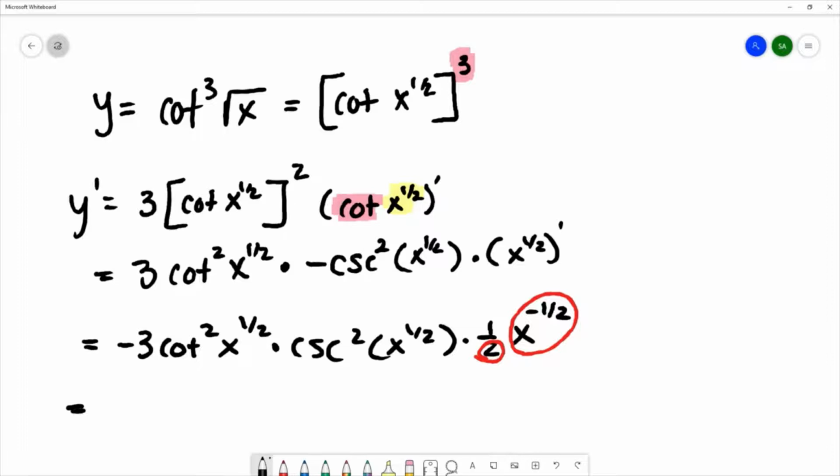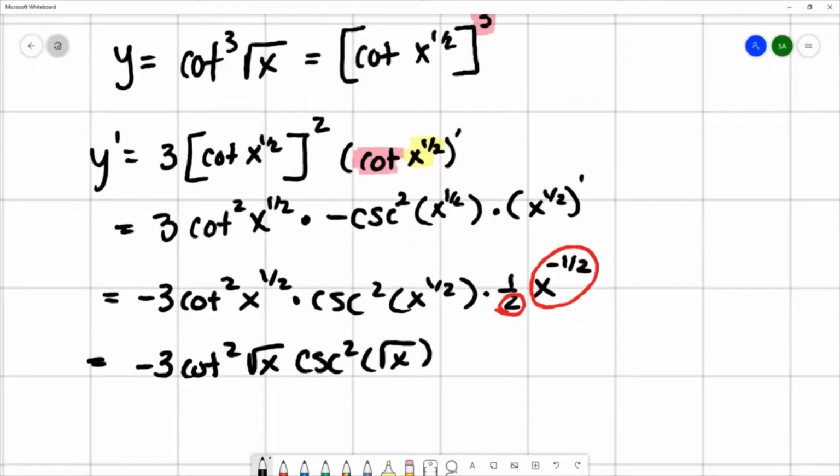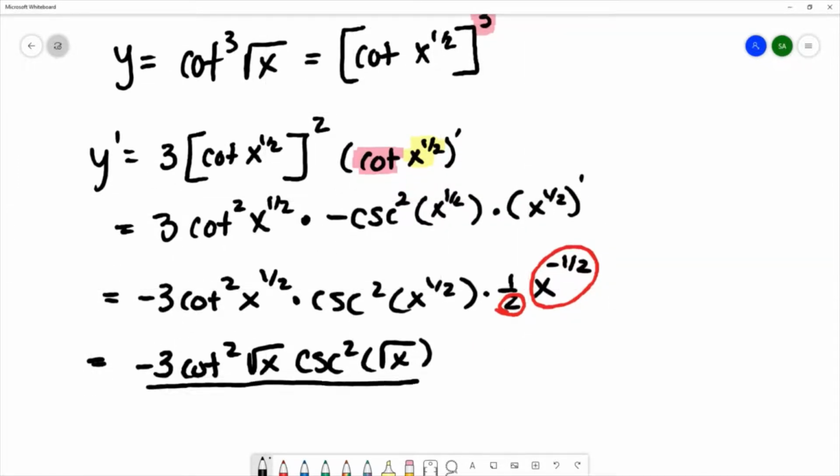So this would give me -3 cotangent squared. I can turn that back to a square root. Cosecant squared, turn that back to a square root. And then I have that 2 square root of x in the denominator. And so I've got the derivative being -3 cotangent squared square root x cosecant squared square root x over 2 square root x.